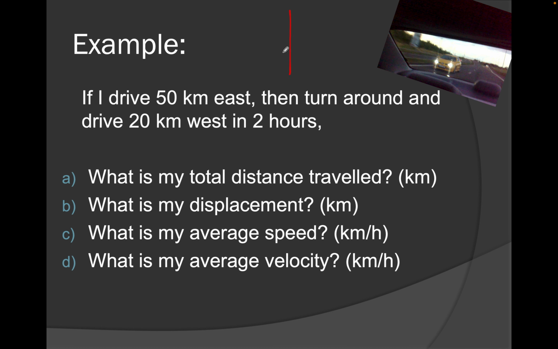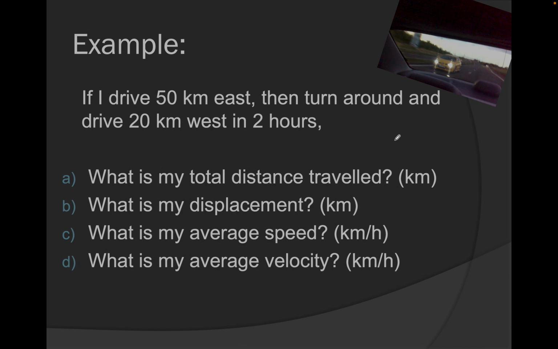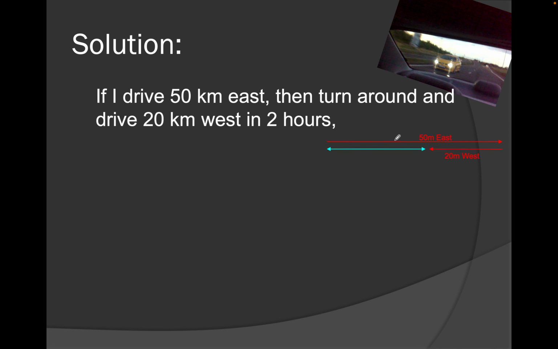Before we go on, you kind of need to know the compass. We have "Never Eat Something Wet." North, east, south, west. I went 50 kilometers east and then west. So I went like this, and then I turned around and went back again, like this. Something like this, okay? So, to solve it, I've got it drawn out here.